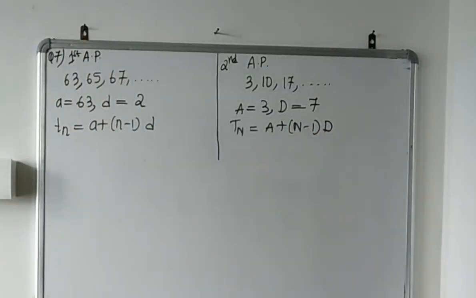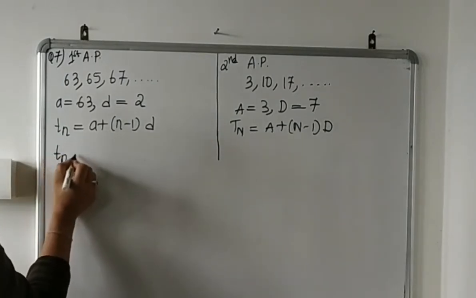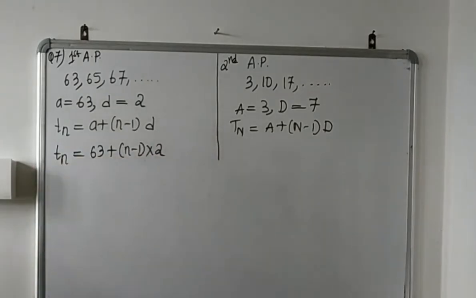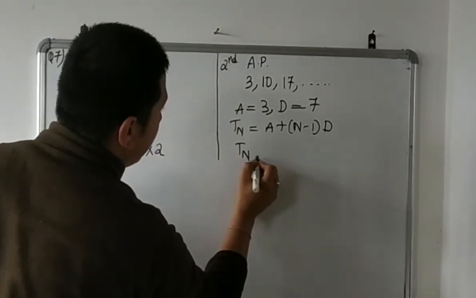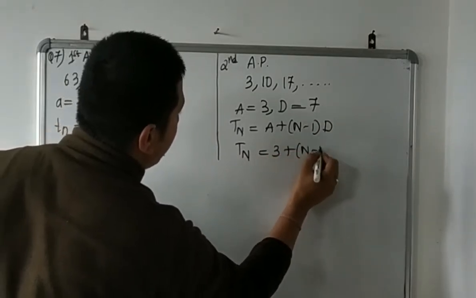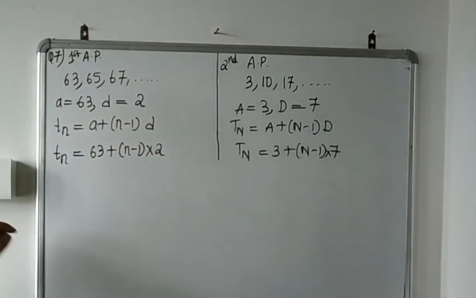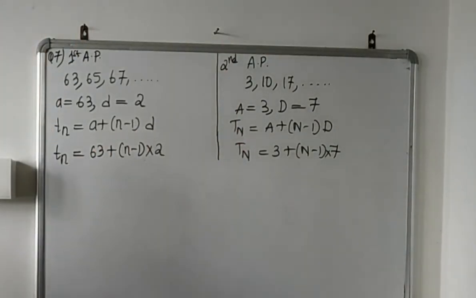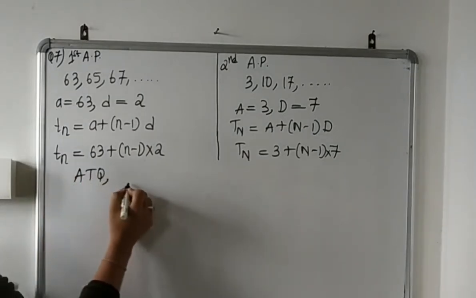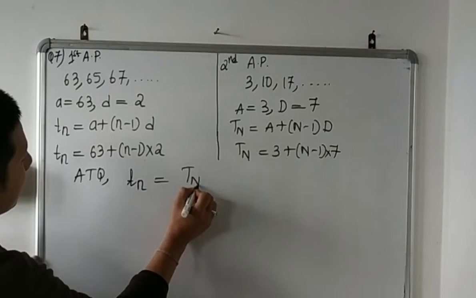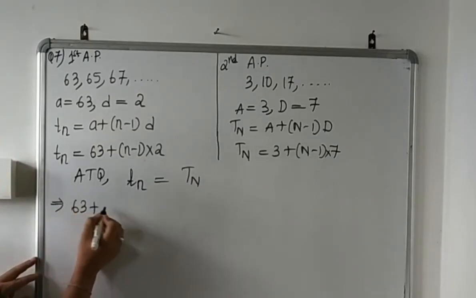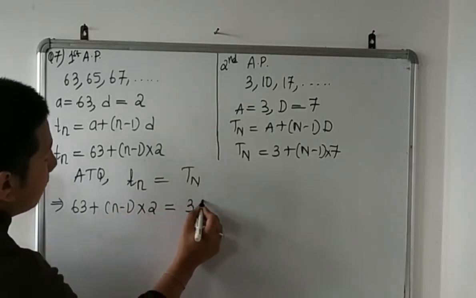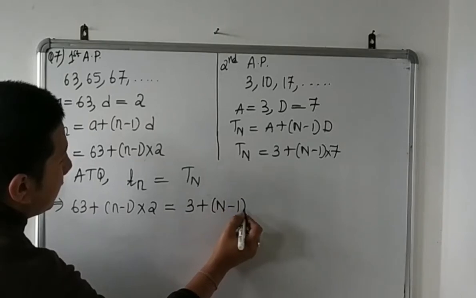Because two different APs are given to us, Tn will be 63 plus n minus 1 into 2, and Tn out here will be 3 plus n minus 1 into 7. Now according to the question, the nth term of the first AP and the nth term of the second AP are equal. So write down small tn is equal to capital Tn. Put the values: 63 plus n minus 1 into 2, and 3 plus n minus 1 into 7.